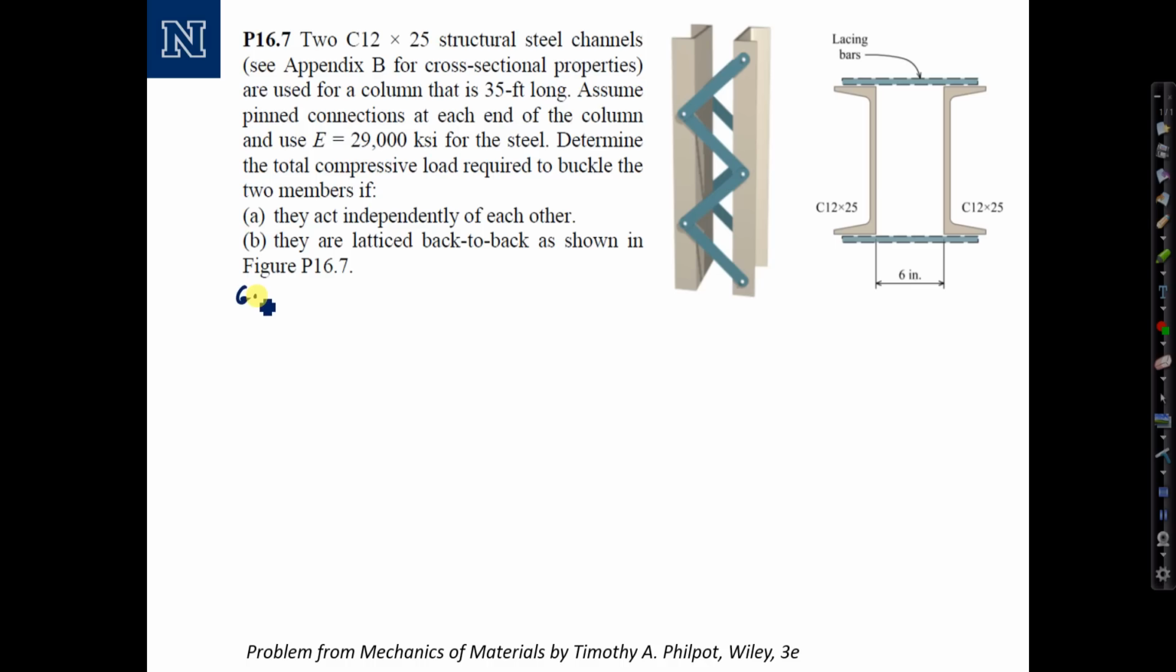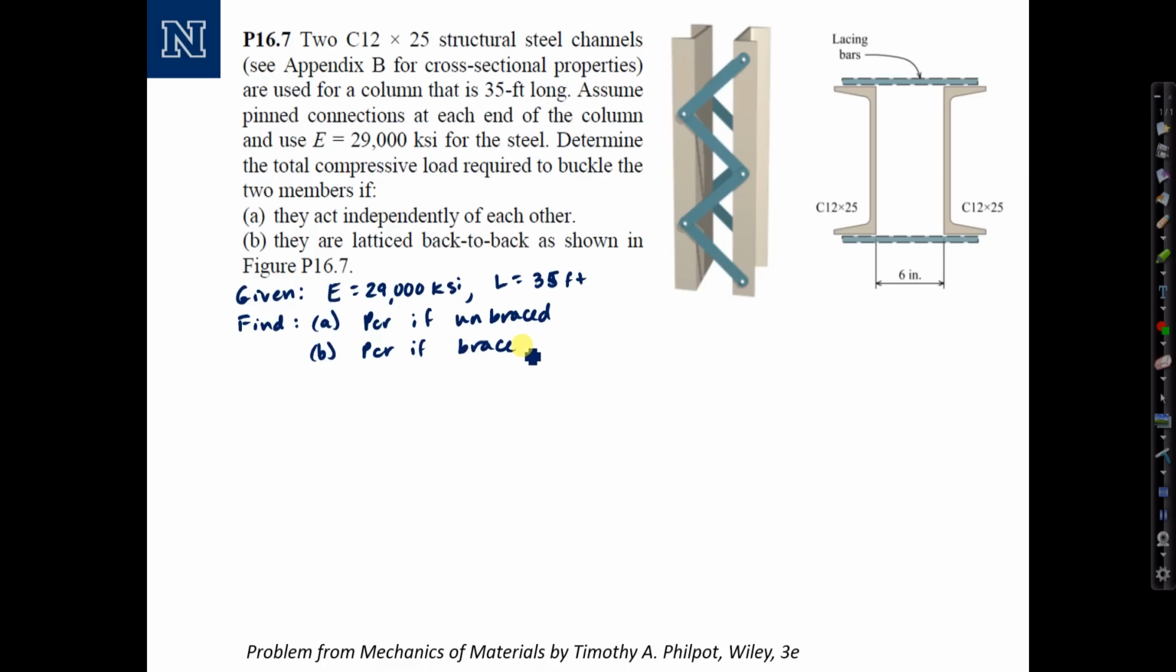So our given material properties here, E is equal to 29,000 KSI, and the length of the member is 35 feet. We need to look up the cross-sectional properties, and we're asked to find A, P-crit if the members are unbraced, there's no lateral bracing bars. B, P-crit if it is in fact braced.